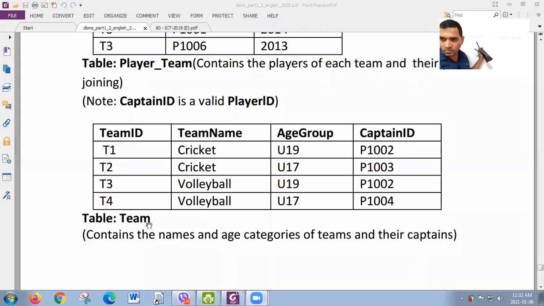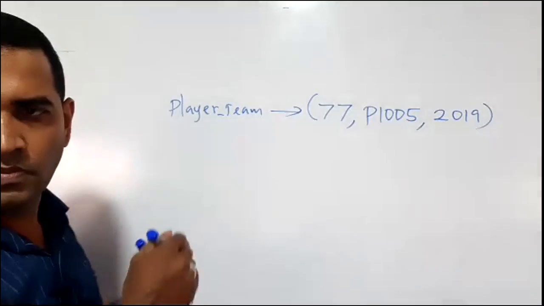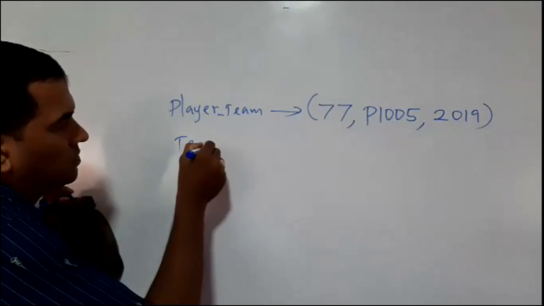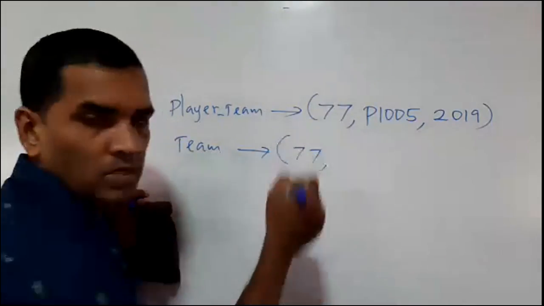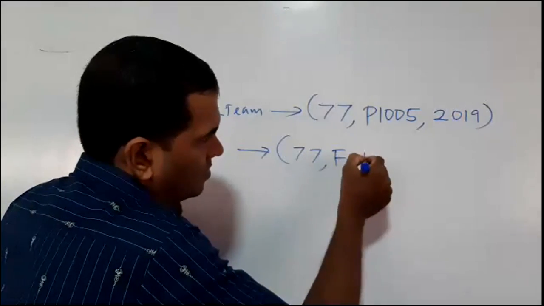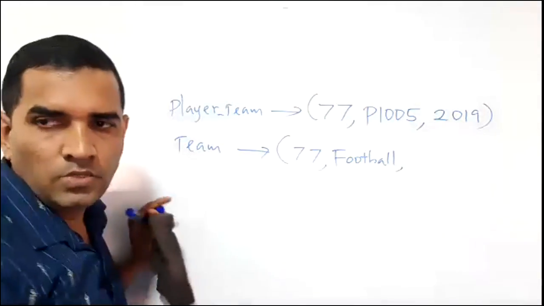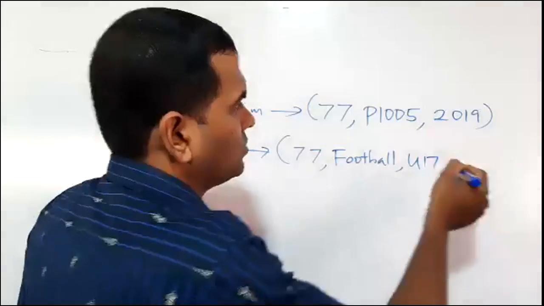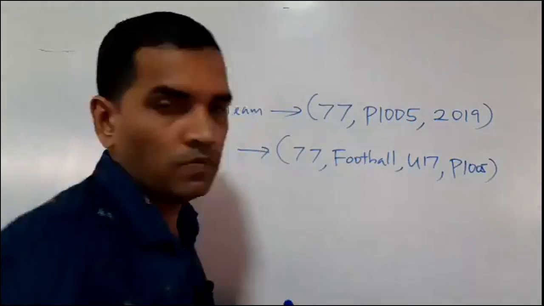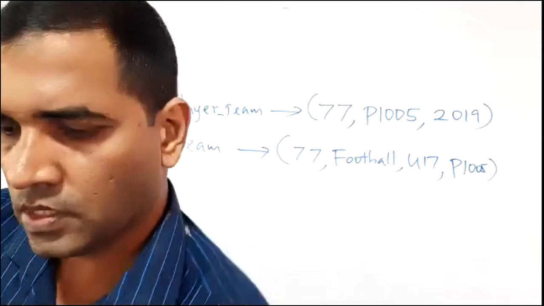So second one, team table. So team ID 77, team name football, under 17, captain ID. So here this is the ID, right? So P1005. So this is how it is updated. Okay. So it's team table. So first of all, we want team ID, that is 77, comma, then team name football, comma, then age group, this is under 17, comma, then captain ID, which means player ID, so P1005. Clear? So these are the answers for this question.